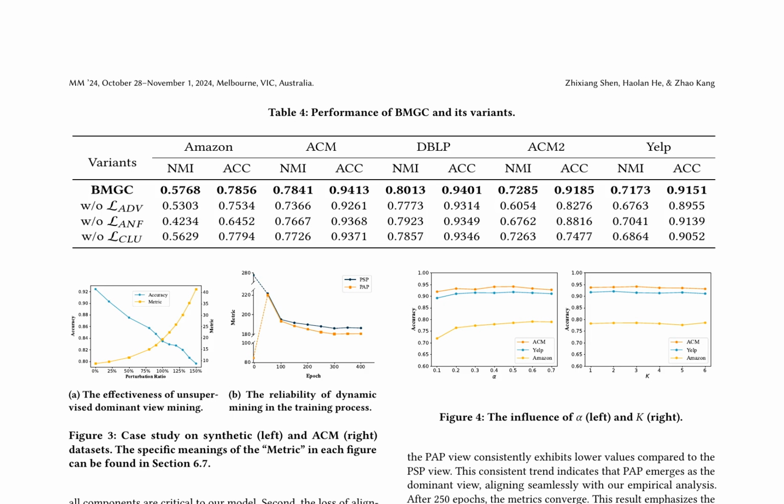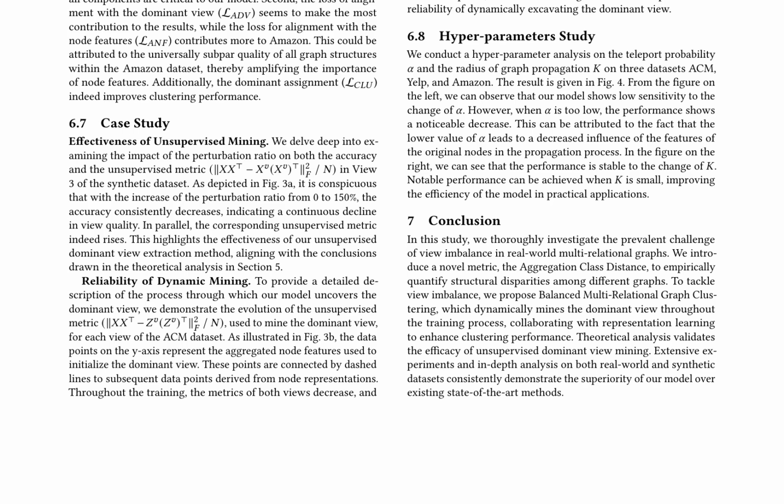The case study provides insights into the effectiveness of unsupervised dominant view extraction and the reliability of dynamic mining in the training process. The authors also conduct a hyperparameter analysis on the teleport probability alpha and the radius of graph propagation k, showing that the model is robust to changes in these parameters. Theoretical analysis validates the efficacy of unsupervised dominant view mining, and the experiments demonstrate the superiority of BMGC over existing methods. The results highlight the importance of addressing view imbalance in multi-relational graphs and the effectiveness of the proposed approach in achieving robust and accurate clustering results.